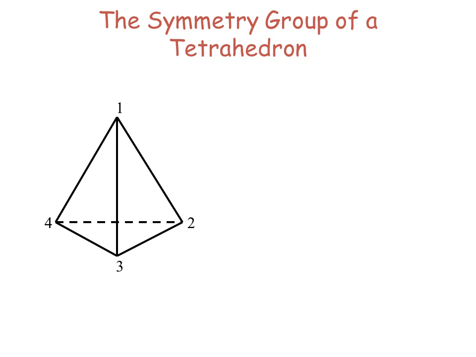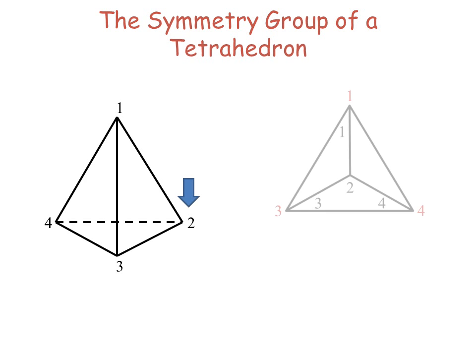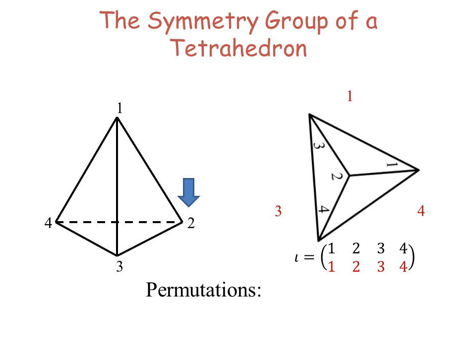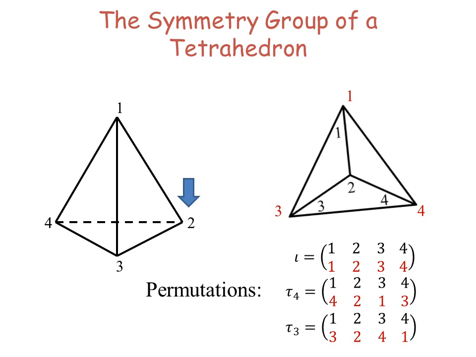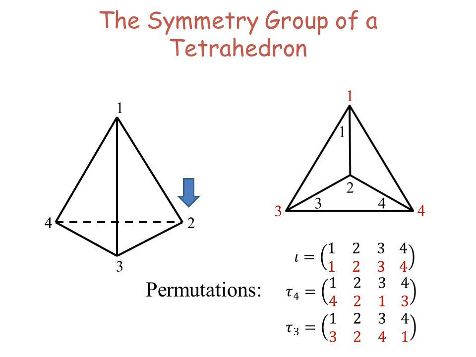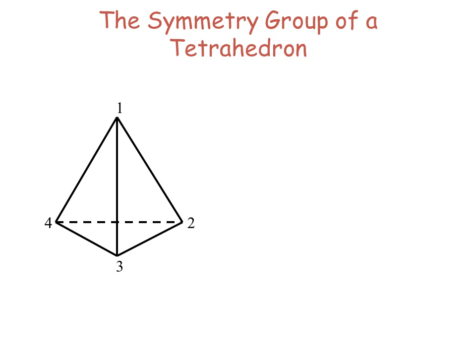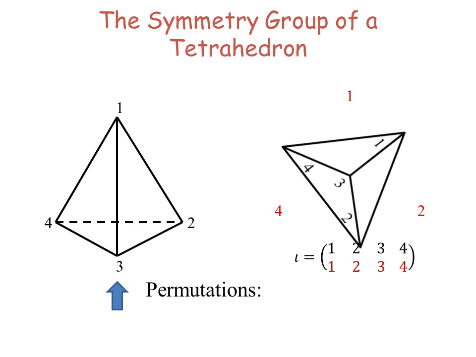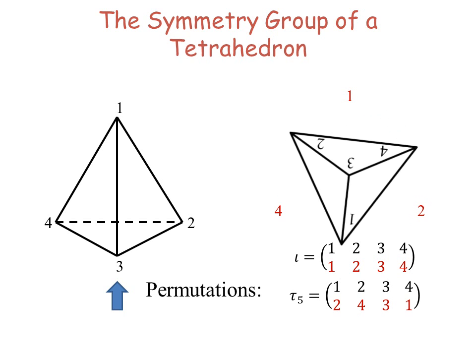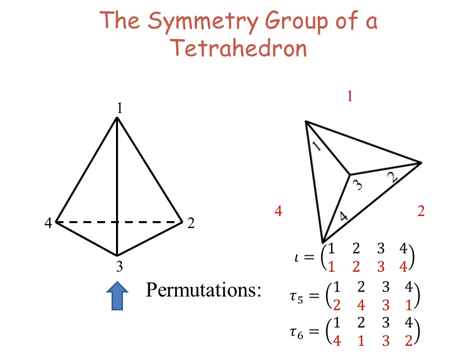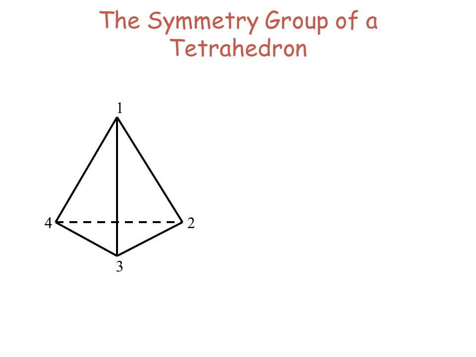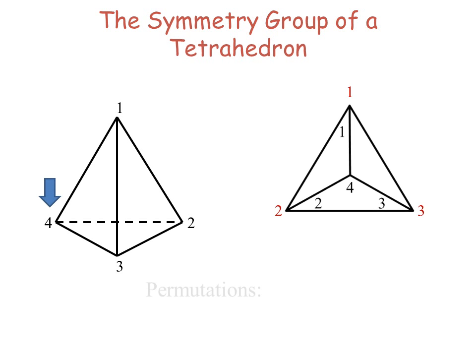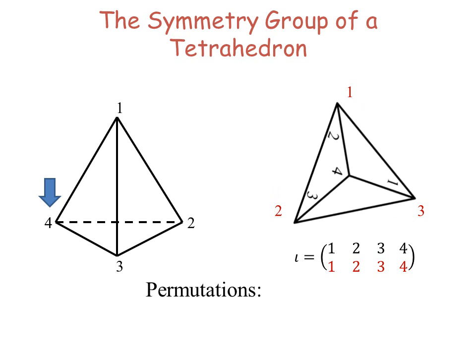We now take a perspective with vertex 2 at the top. We then get the identity and 2 new permutations. Taking the perspective with vertex 3 at the top, we get the identity and 2 more permutations. With vertex 4 at the top, we again get the identity and 2 more permutations.